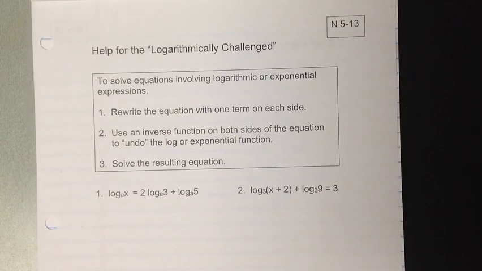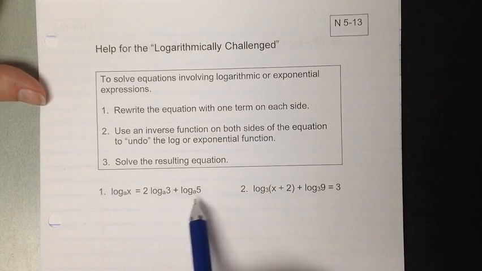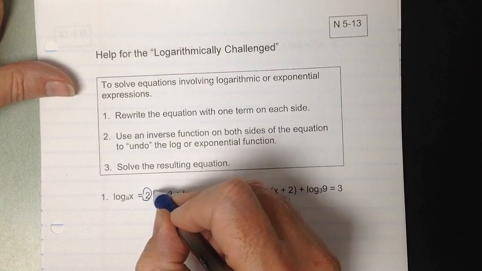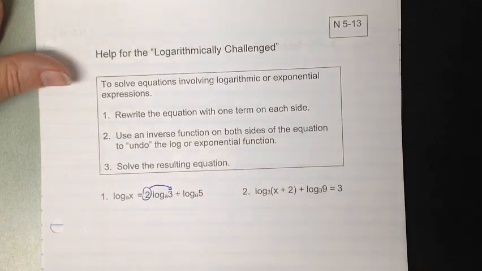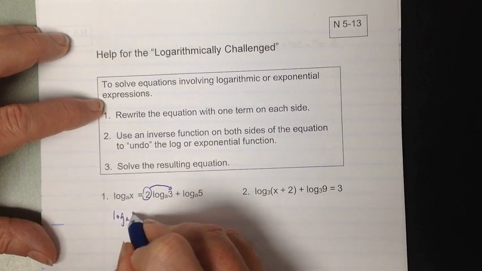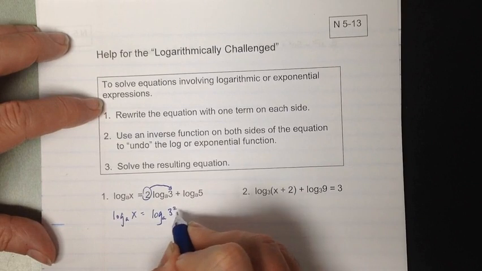Should be easy. First one, I've got log base a of x equals 2 log base a of 3 plus log base a of 5. So first step, I need to get just one term on each side, and I can use my properties of logarithms here to simplify this a bit. So I'm going to condense this down. I'm going to bring my 2 up onto the 3. So log base a of x is equal to log base a of 3 squared.